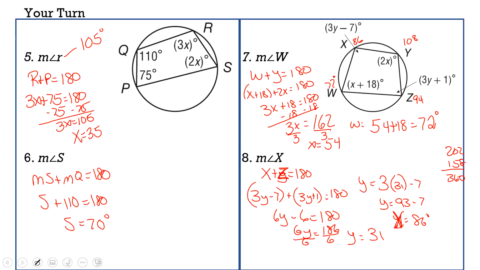Does that make sense to everyone? That is inscribed angles and inscribed polygons. It just about finishes up all the stuff we really need to know for circles with angles. So work on your homework.